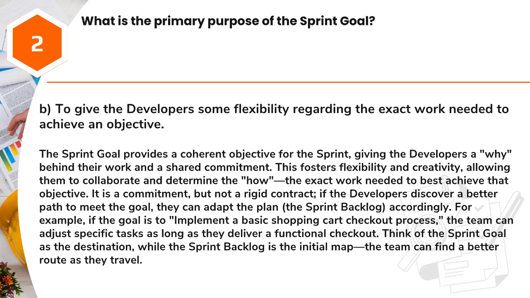For example, if the goal is to implement a basic shopping cart checkout process, the team can adjust specific tasks as long as they deliver a functional checkout. Think of the sprint goal as the destination, while the sprint backlog is the initial map. The team can find a better route as they travel.